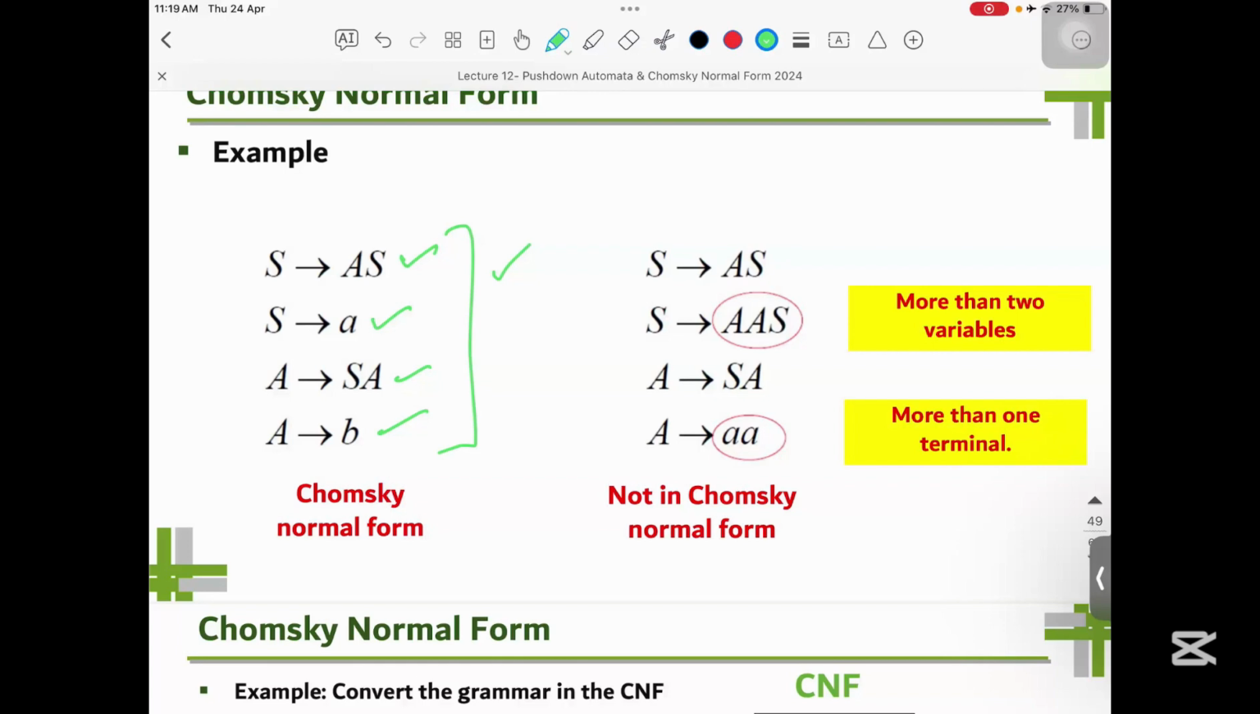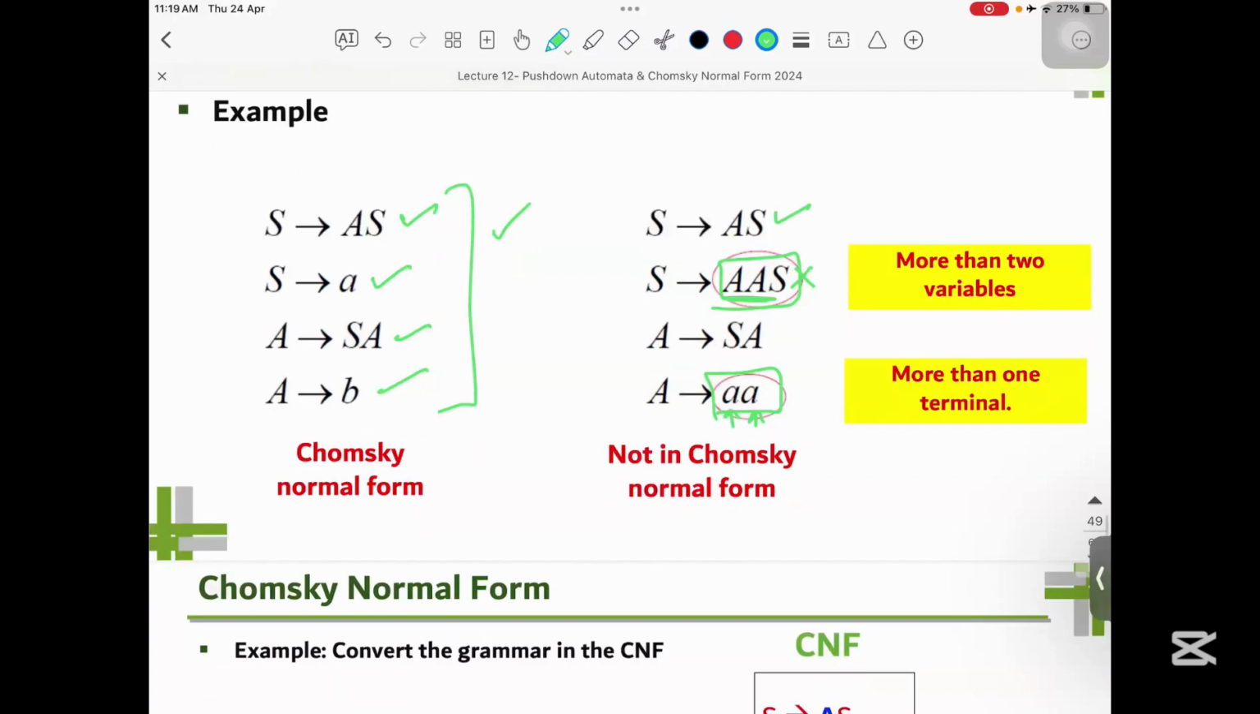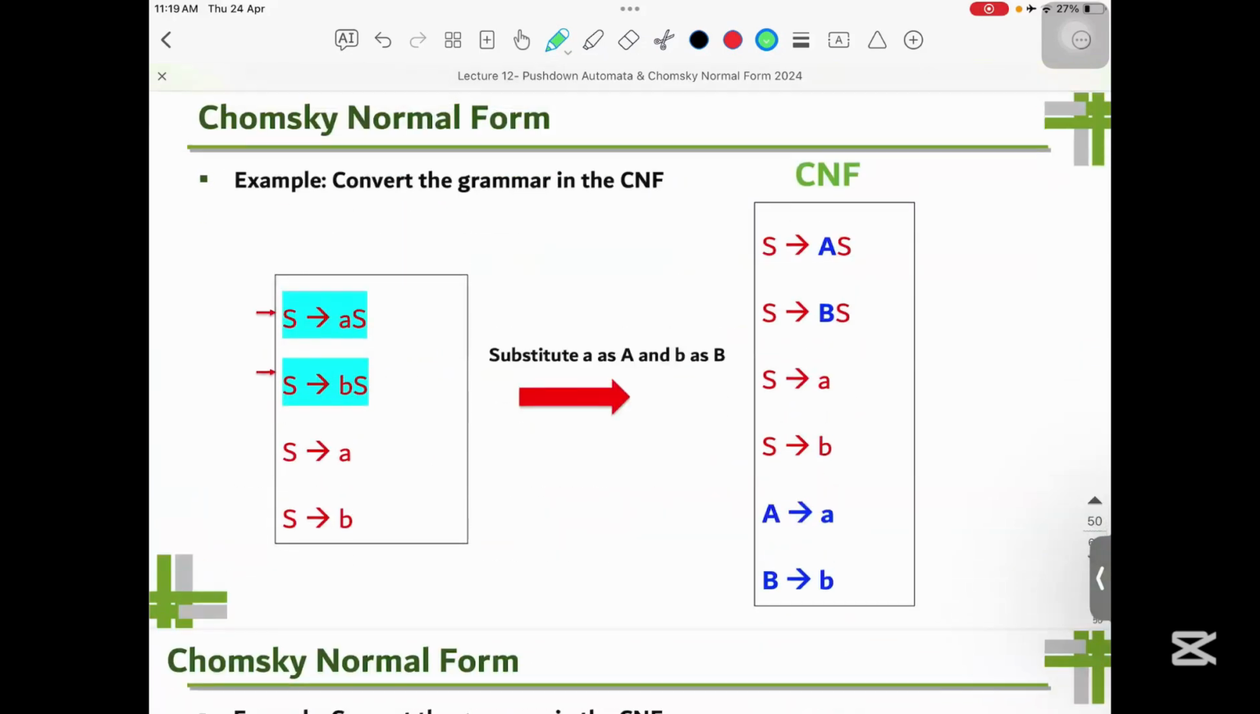Let's consider this example. In this case, yes, but here it is not in Chomsky because we have three non-terminals. However, we are only allowed to have two non-terminals. Even here, we have two terminals, it should be only one. Now, if we want to convert the grammar into Chomsky normal form, how can we convert it?